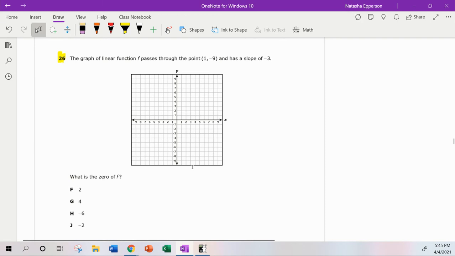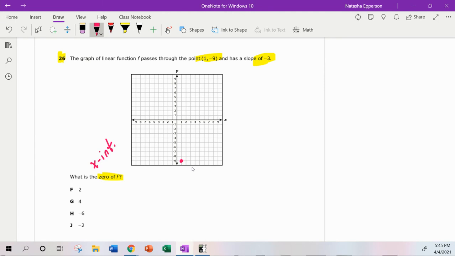Number 26, graph the linear function that passes through this given point and has a slope of negative 3. We want to know what is the 0 of the function. A reminder, the 0 of the function is where it crosses the x-axis, and that's the x-intercept. I'm going to go to that point 1, and then I'm going to go down to negative 9, and I'm going to plot my point.